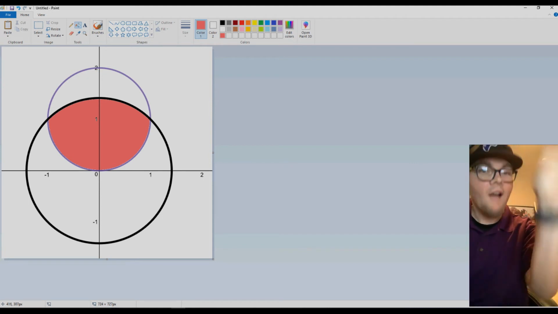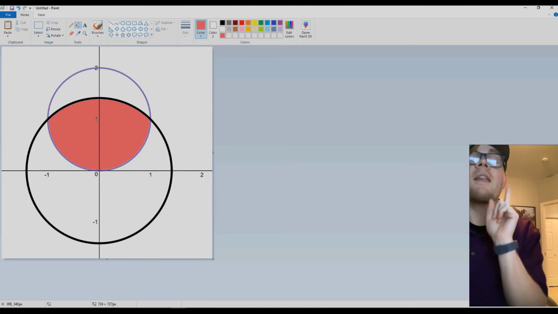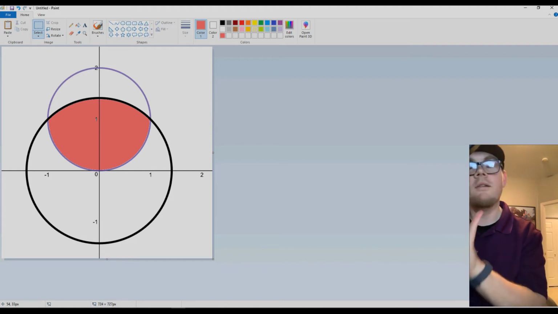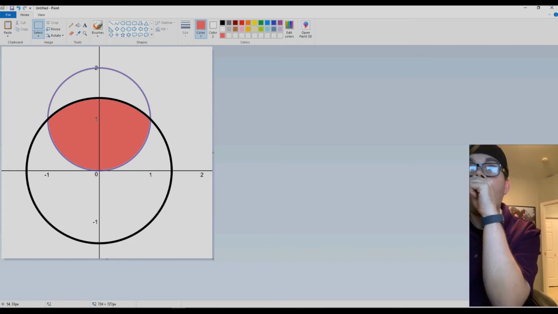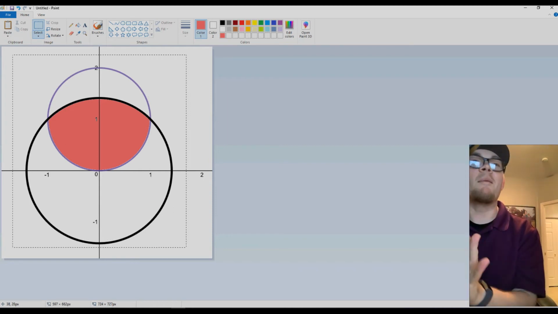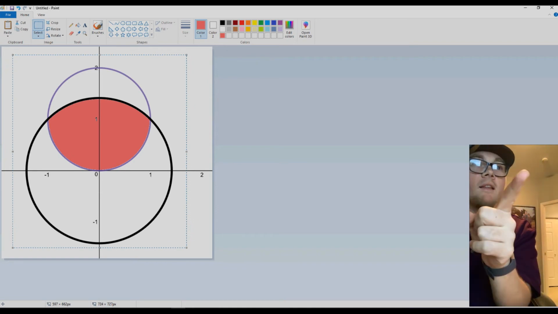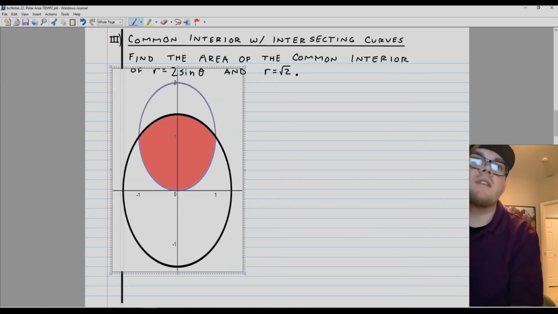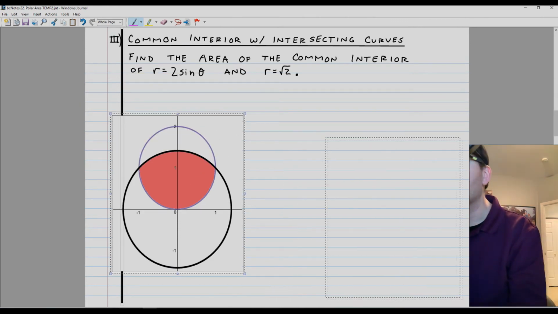We're back here. Common interior. So we're looking at the common interior of this thing. Okay, I can do this. Common interior. So we've highlighted the common interior on here. Let's pop it into our problem set here and get it all squeezed together. So there is our common interior here.